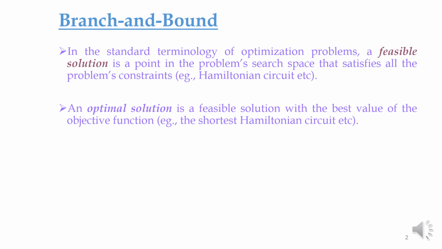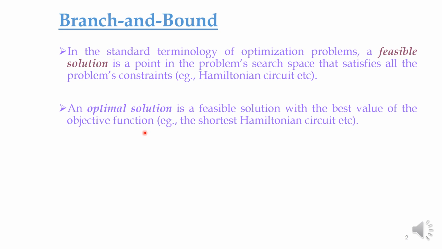For understanding this, we need to know what a feasible solution is and what an optimal solution is. If you have a problem space, there are so many solutions available, and a solution that satisfies all the problem constraints is considered a feasible solution. Example, the Hamiltonian circuit problem. You have to start from the initial node, visit all the cities exactly once, and again reach the original city. If you satisfy this constraint, that path is considered a feasible solution.